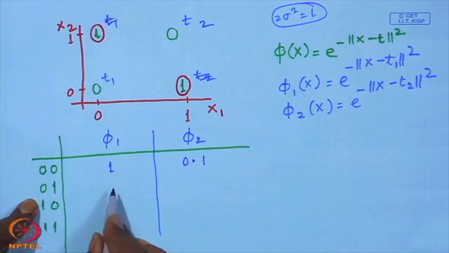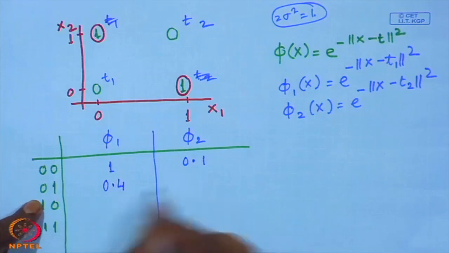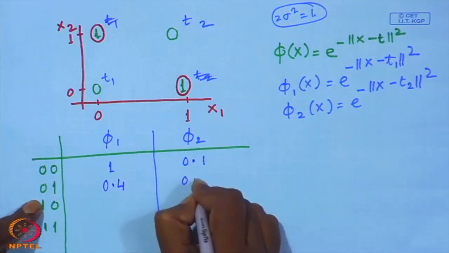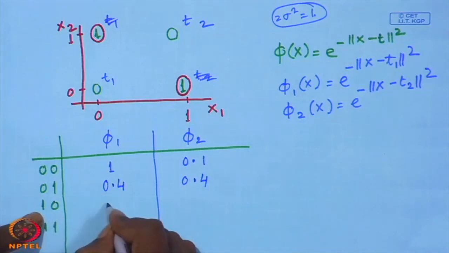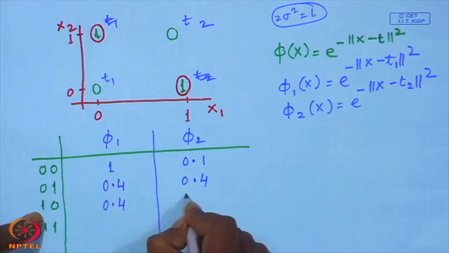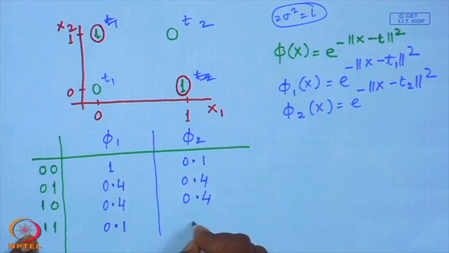Phi 1 of 0 1 will be equal to 0.4, and phi 2 of 0 1 will also be equal to 0.4. Phi 1 of 1 0 will be 0.4, this will also be 0.4, and for 1 1, phi 1 will be 0.1 and phi 2 will be equal to 1. So, this is the kind of situation that I will have.